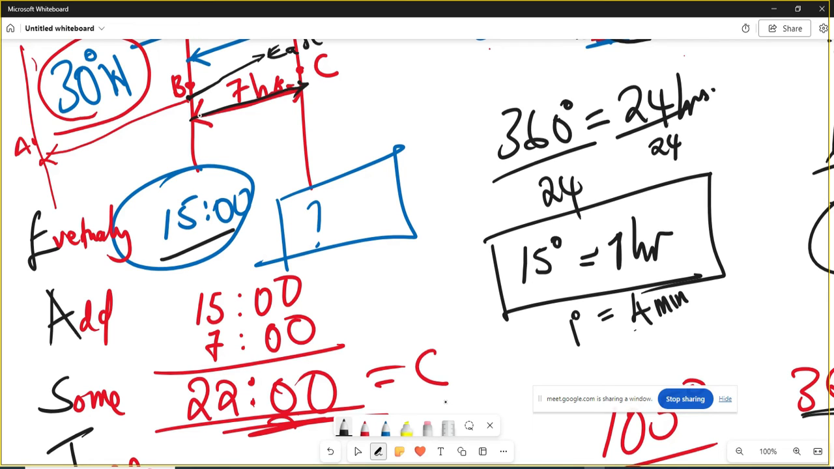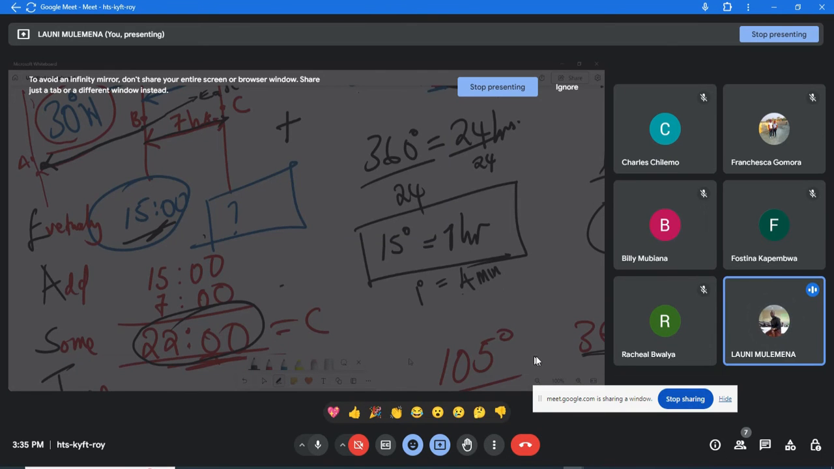Now, since we know that for us to move from point B going to C, we are moving toward the east, then we need to add. If you are moving, for example, from B going to where A is, the west, you need to subtract some time. Now, since we are moving from B going to C, we need to add. So we'll add 15 plus 7 hours. When you add 15 plus 7 hours, it is 22 hours that we are having, which is the time at point C. So that is just a summary for you, Madam Faustina. Hope you have gotten something from there.